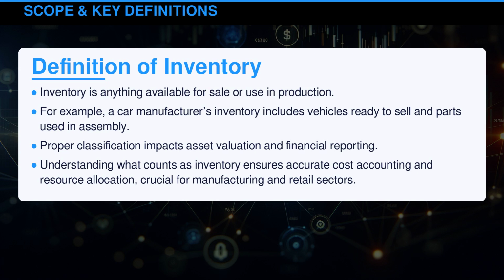Inventory is anything available for sale or use in production. For example, a car manufacturer's inventory includes vehicles ready to sell and parts used in assembly. Proper classification impacts asset valuation and financial reporting. Understanding what counts as inventory ensures accurate cost accounting and resource allocation, crucial for manufacturing and retail sectors.